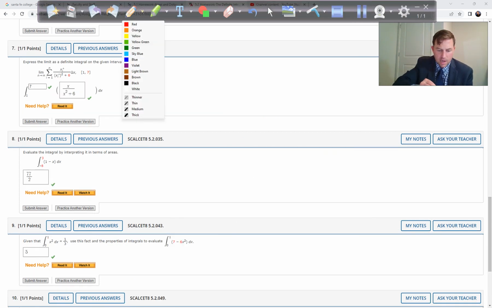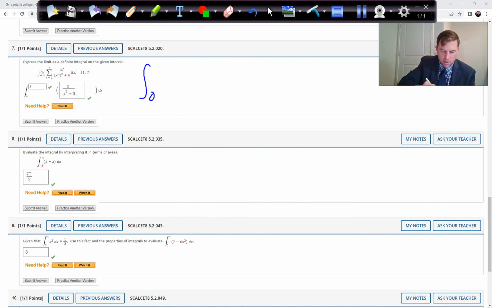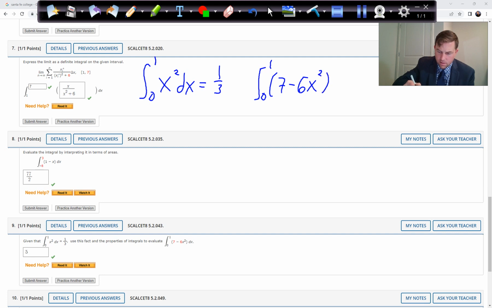Okay, problem 9 is kind of like one we manipulated a little earlier. It says the area under the curve from 0 to 1 of x squared dx equals 1/3. Then it says find from 0 to 1 the area under the curve of 7 minus 6x squared dx.